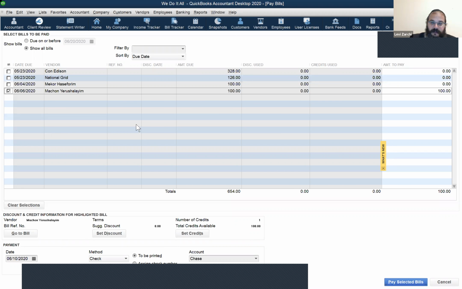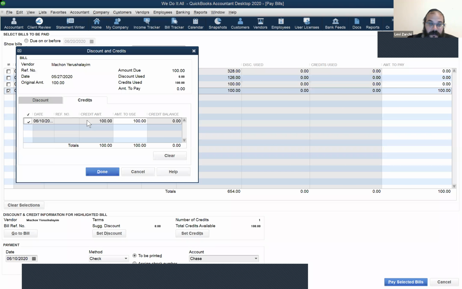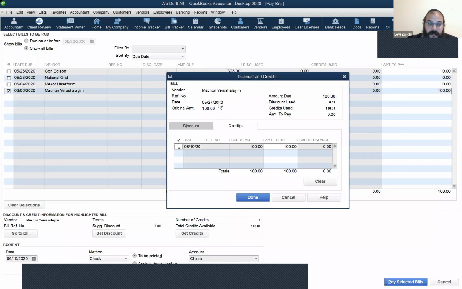But still, even though you found it, it's just more work. You wrote the check, then you have to go back in. You might forget about it. You may not show where the payments are applied. And now I'm going to set the credit over here, set credit. And I'm setting the credit to this bill, right? The bill dated 5/27. It was dated 5/27, so it was due 10 days later on 6/6.